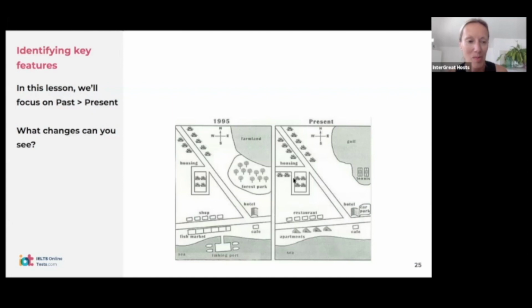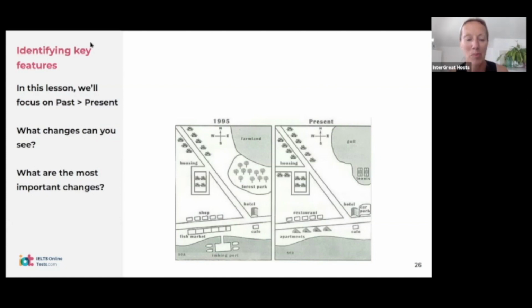I'm just sorry, there's so many people, there's so many comments, I'm trying to kind of get them all. Fishing port has disappeared, that's right. Forest Park has become tennis courts. Yes, good. So I think you've got most of those things. Fish markets become apartments. Yeah, there's more housing, that's right.